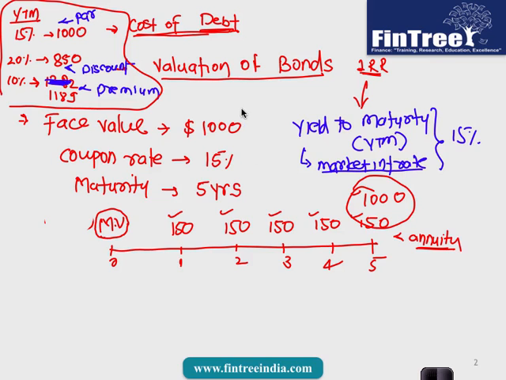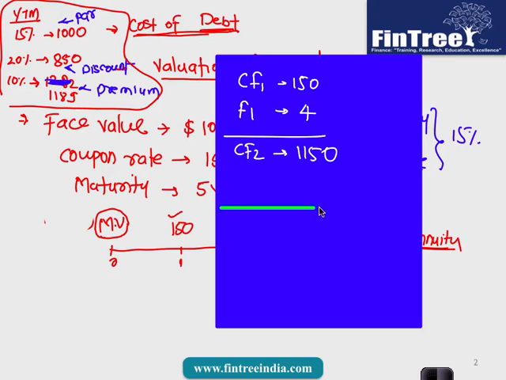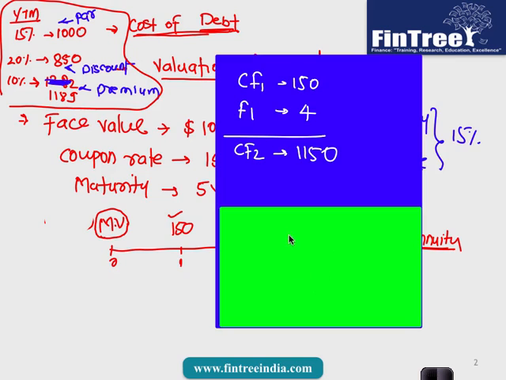See, he's asked a good question. What he is saying is, what we did as of now, in cash flow 1, we put 150, frequency 1, we said 4, and in cash flow 2, we put 1150. What he's saying is, instead of doing this, can we say cash flow 1, 150, frequency 1, 5, and cash flow 2, 1000. Will it get us the same answer? No? Why?